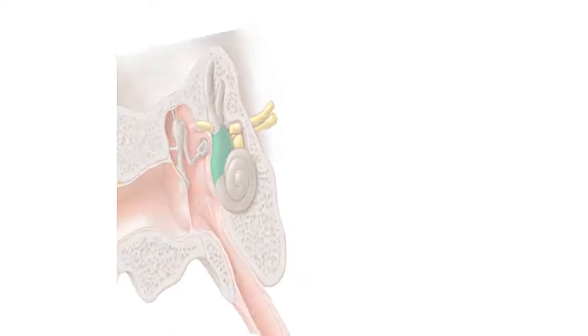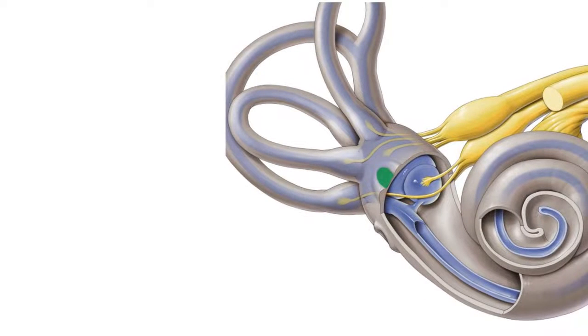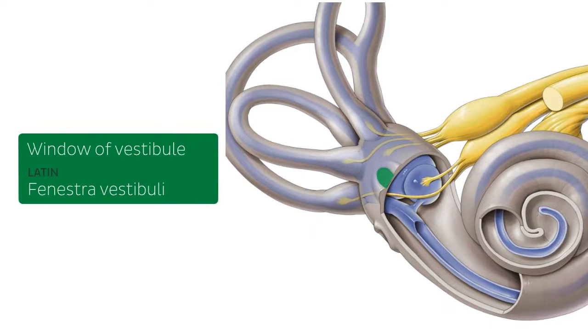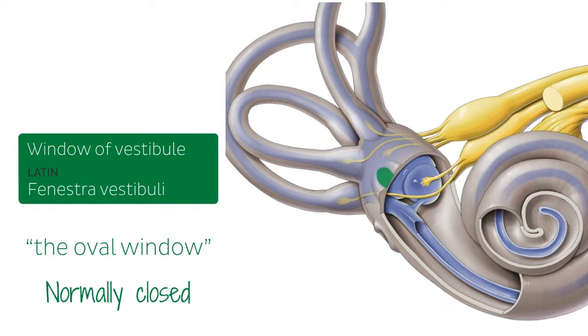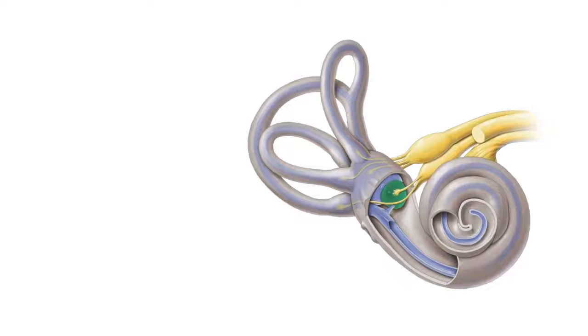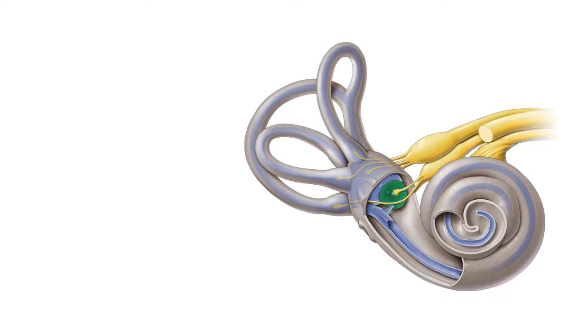Taking a closer look at the vestibule, we see that it communicates with the middle ear via this opening seen here highlighted in green, which is known as the window of the vestibule or the oval window. This membrane-covered opening is normally closed by the base of the stapes and the annular ligament. The membranous parts of the vestibule are the saccule and the utricle.